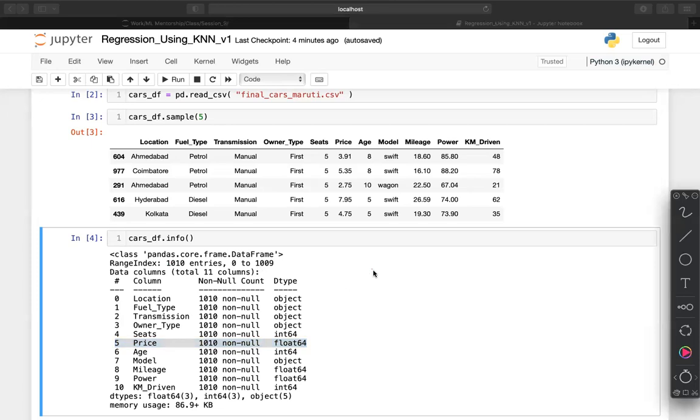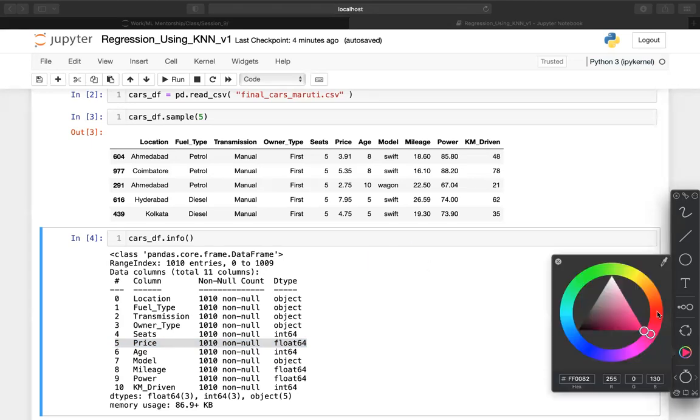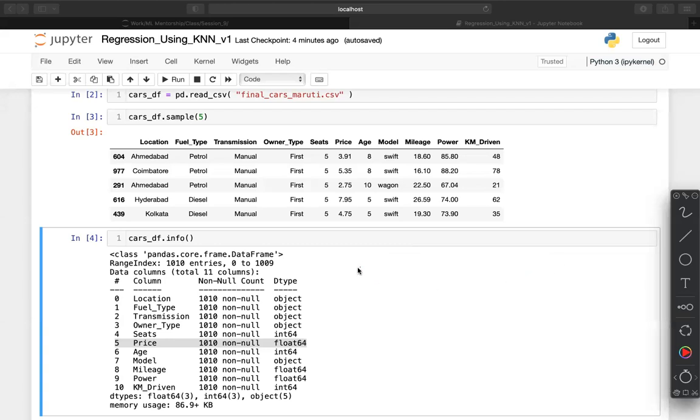The whole idea here is, let's say you want to predict the price of a new used car. Let's say the car is, of course, a Maruti car, because we are building a model only for Maruti cars. Let's say the model is a Swift, it's a petrol car, and it's an automatic. It is driven for, let's say, 40,000 kilometers and is about 5 years old.